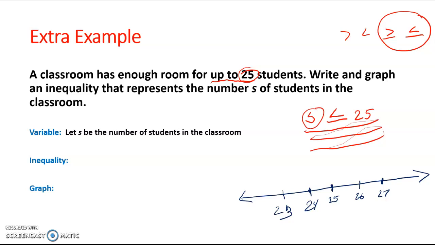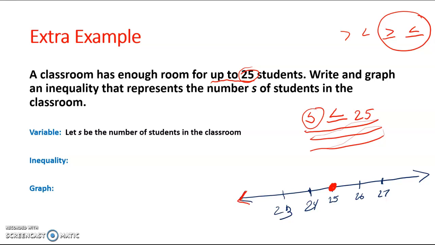So remember, if the value is included in the inequality, I'm going to use a closed circle. Since 25 can be included in that inequality, I'm going to use a closed circle and plot it on 25. So it's going to go right there. And S cannot be higher than 25, so my arrow is not going to be pointing that way because that'd be going higher. Since S is supposed to be less than or equal to 25, I'm going to point my arrow backwards.